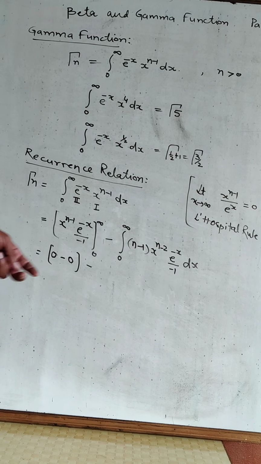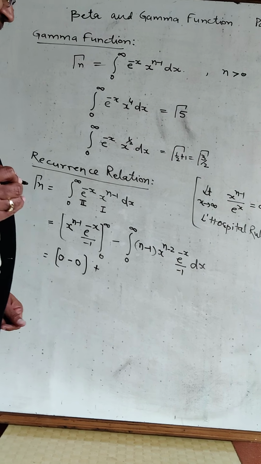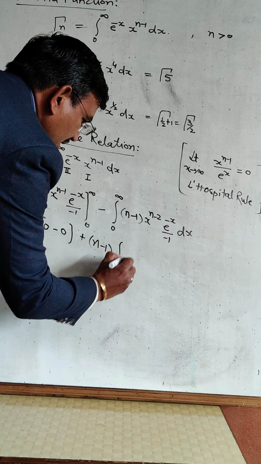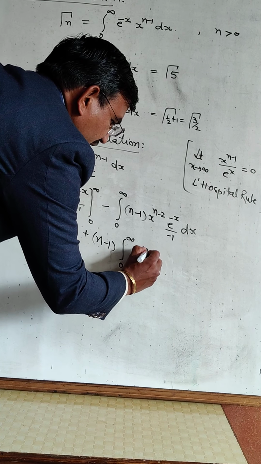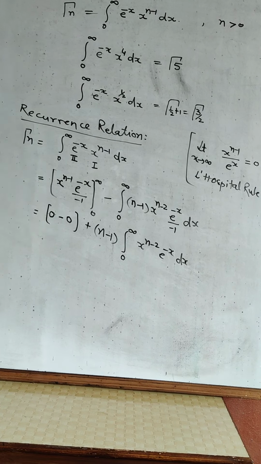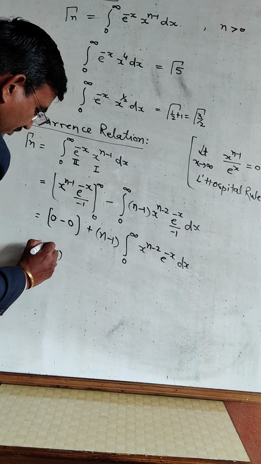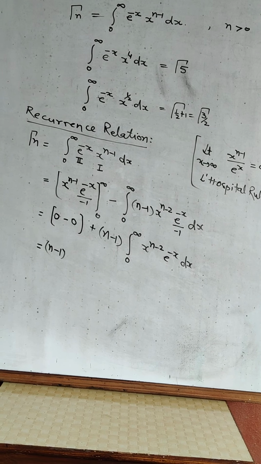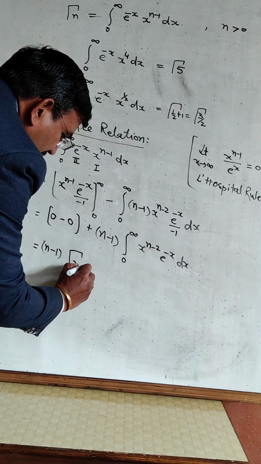Minus. Now this minus would come outside and minus minus would become positive. It would be n minus 1 integral 0 to infinity x raised to the power n minus 2 e raised to the power minus x dx. Now again compare it with the standard form of gamma function. Here it would be gamma of n minus 1.